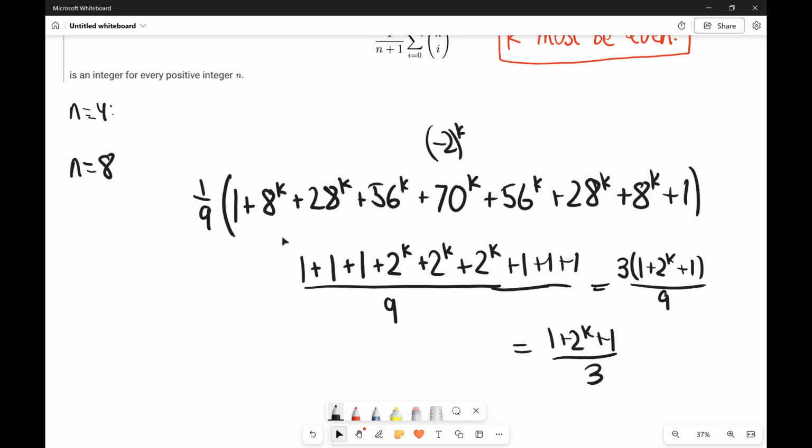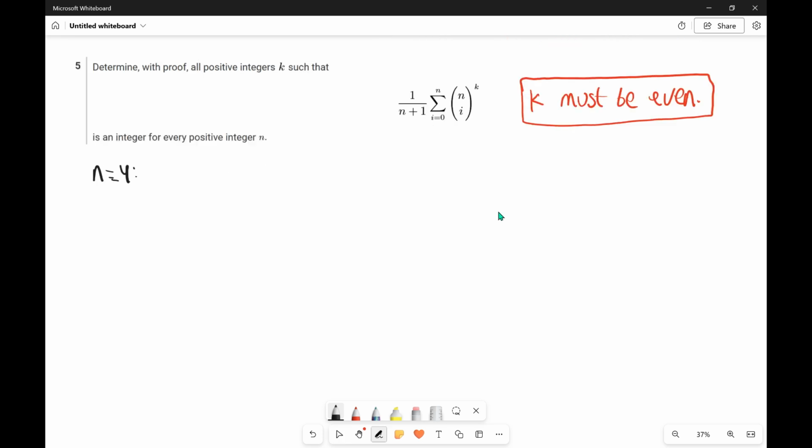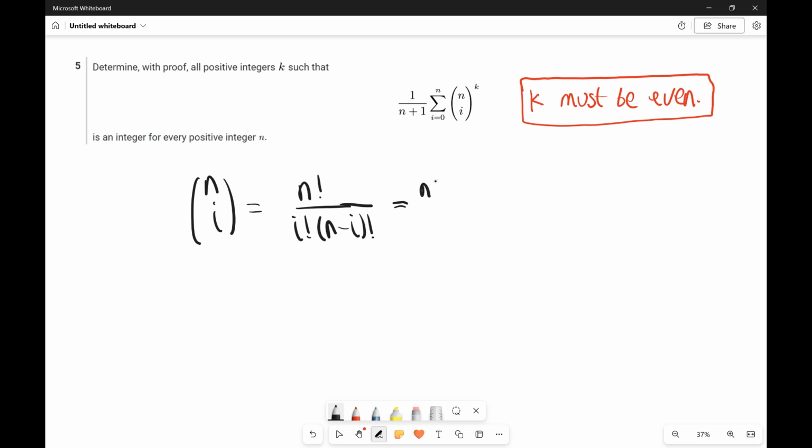So maybe we could try rigorizing this chunking idea. Meaning we want to figure out how these chunks are created in the first place. So we want to figure out a convenient way of writing n choose I. So by definition, n choose I is equal to n factorial over I factorial times n minus I factorial. But there's an easier way to compute it, as you probably know. It's just n times n minus 1 times n minus 2 all the way to n minus I plus 1, all over I factorial.